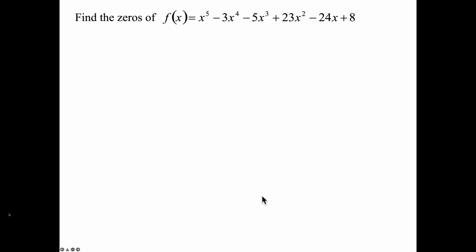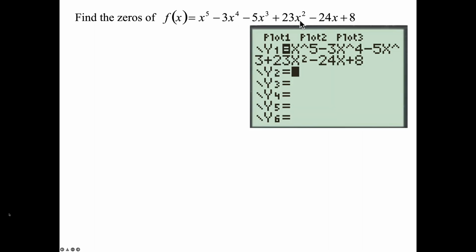All right, let's try another example. Again, we're going to have to graph this. There's no way to factor this by hand. So again, type this into your calculator.